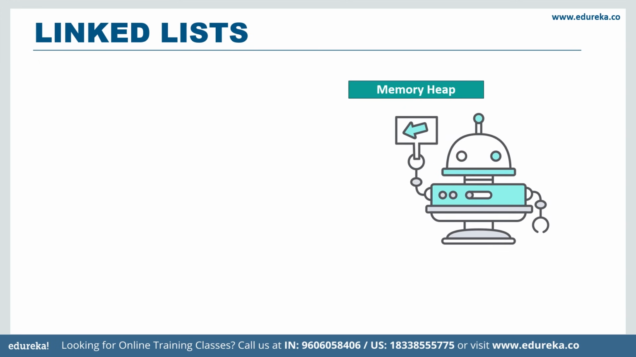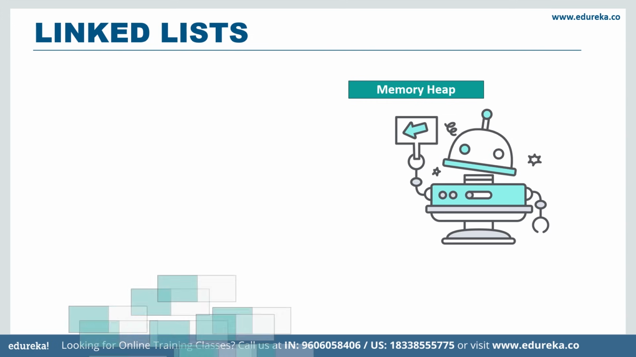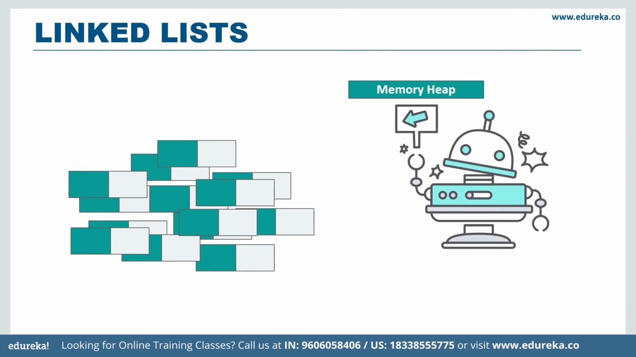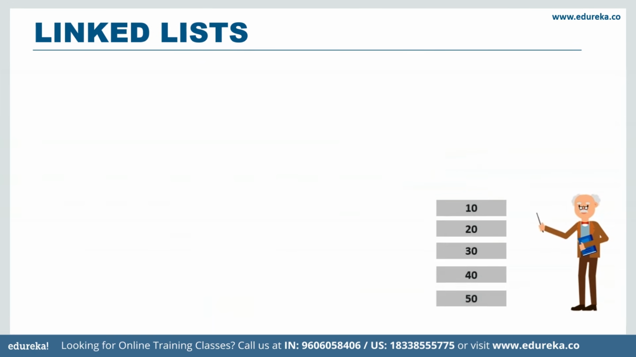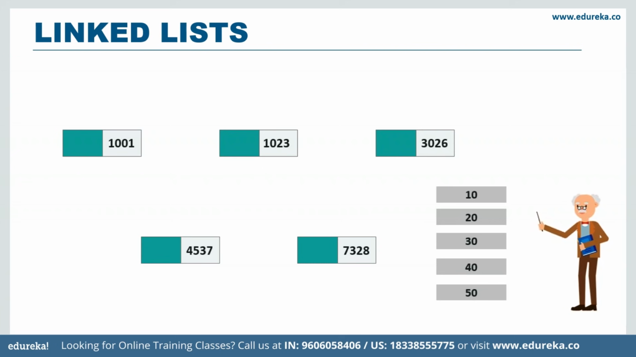Firstly, let us understand the working terminology of lists. Here, we will have a random memory heap in our computer system. If you want to store 5 different elements in your list, then the computer will select 5 random blocks from the memory heap. Here you can see that we have 5 random blocks with different addresses. The first one is 1001, the next is 1023, then 3026 and 4537, and finally 7328. Remember the last block here? There is something happening here when we store the elements into the linked list.